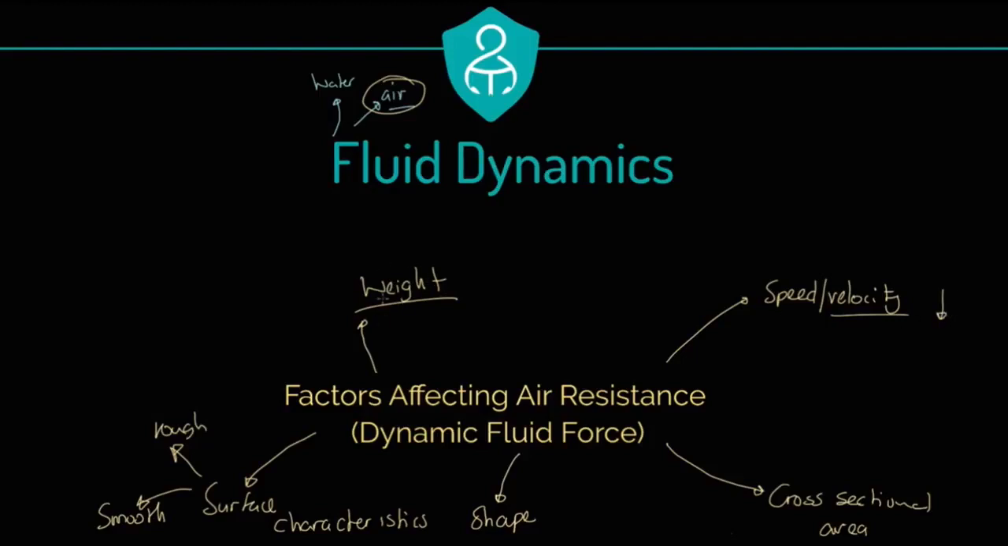So we often find the heavier objects have less air resistance. Why? Because they're traveling relatively slowly. So they are the factors affecting air resistance. So of course we can manipulate those factors.